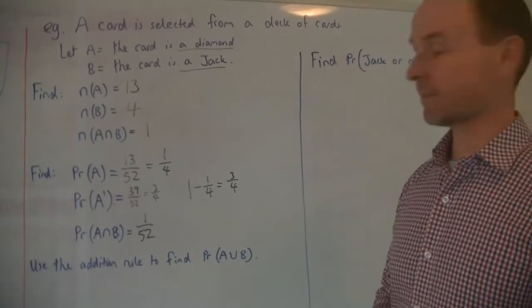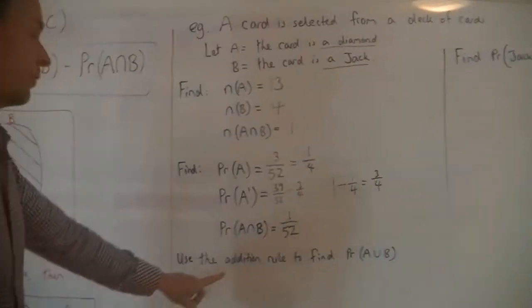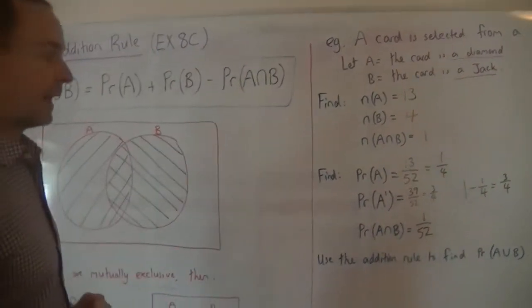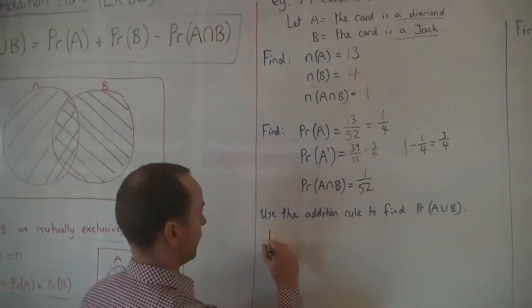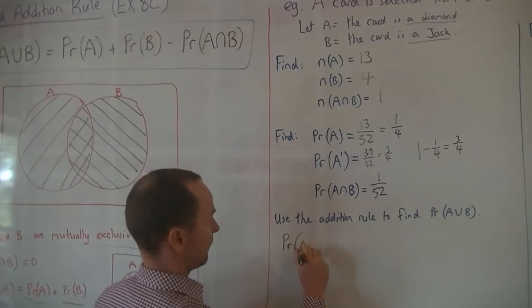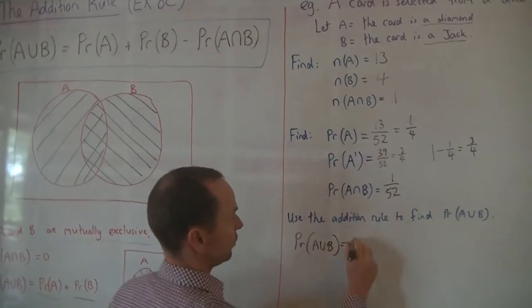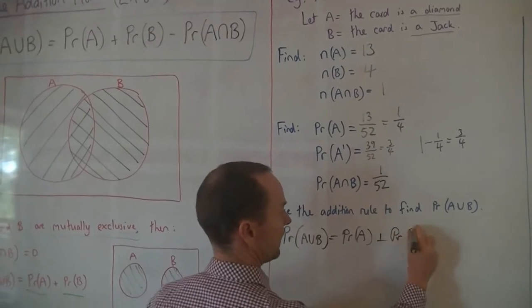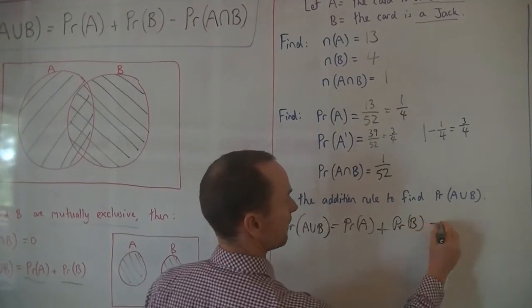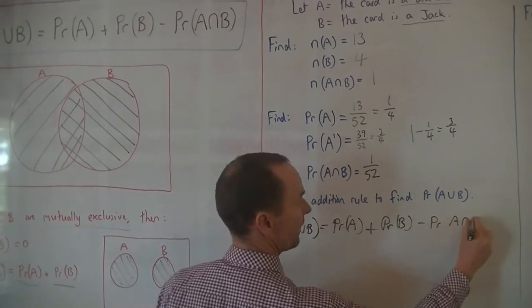Alright, now we get to the harder stuff. It says here, use the addition rule to find the probability of A union B. Here's our addition rule up here. I'm going to write it out for you. The probability of A union B is equal to the probability of A plus the probability of B minus the probability of A intersection B.